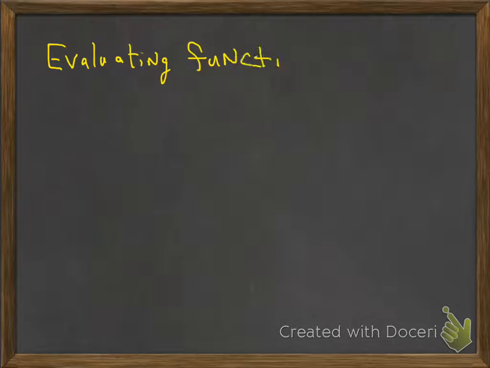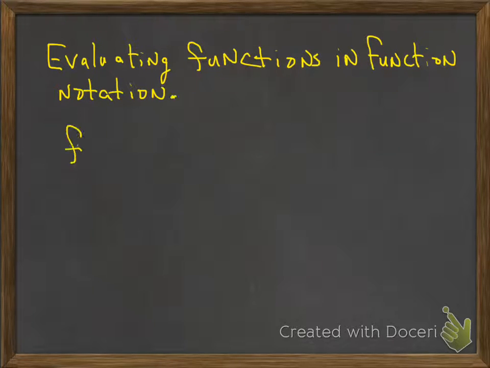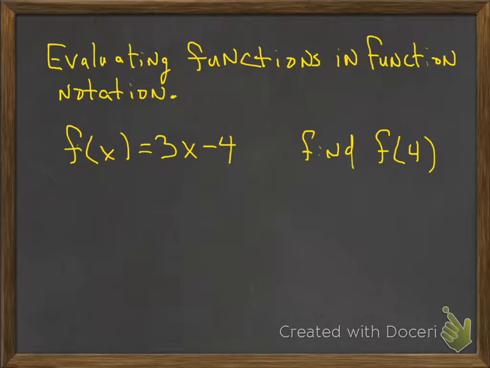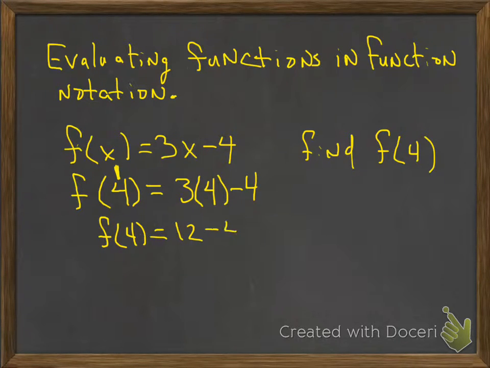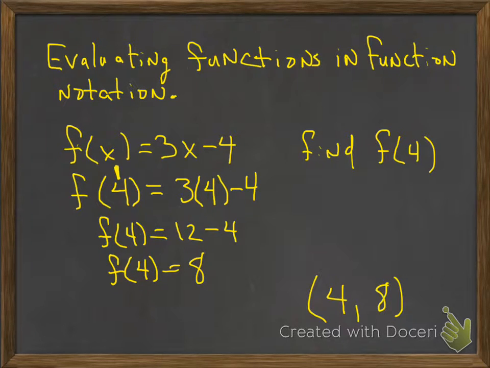Let's evaluate a function in function notation. So here's f of x equals 3x minus 4. Find f of 4. This is the way this question can be asked. Notice how the 4 is in parentheses, so I can put that 4 in place of any x I see. So 3 times 4 minus 4. 12 minus 4 is 8. Thus, when the x is 4, the answer is 8. And I can show that as an ordered pair, 4, 8, where this is the x and this is the f of x for that one situation.